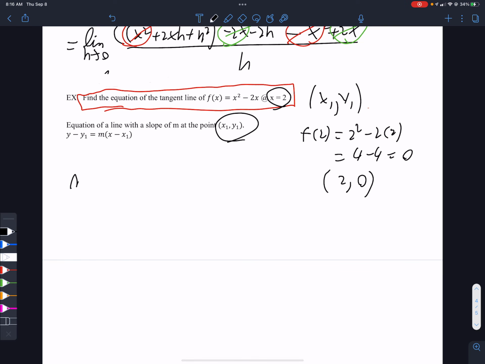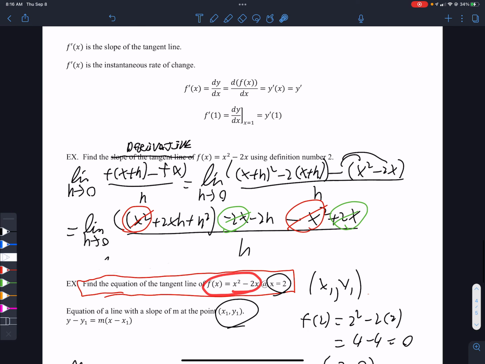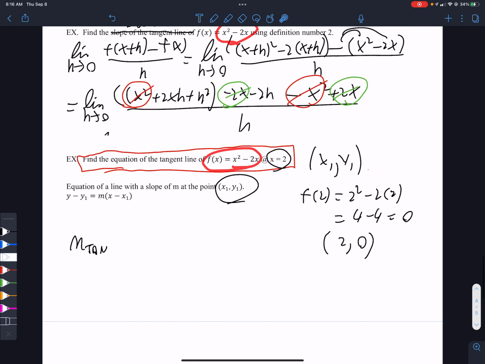What is the slope of the tangent line? Well, it's the derivative. Well, we just found that. The slope of x squared minus 2x, we just found that derivative. Oh, and I erased it. This is coming back to bite me. So f prime of x on the previous one was 2x minus 2. We're going to use our previous answer.